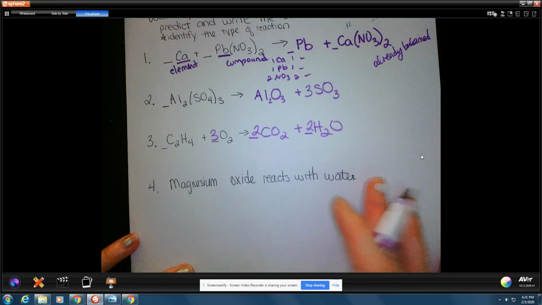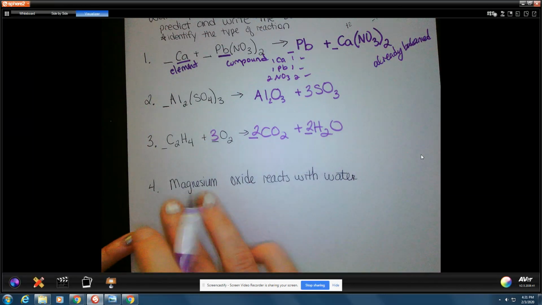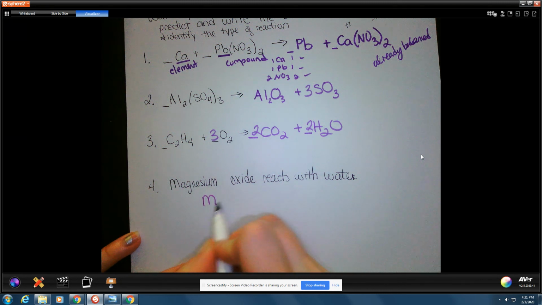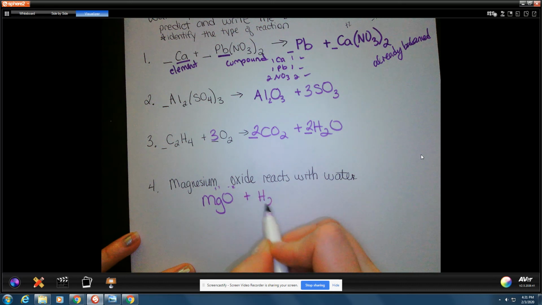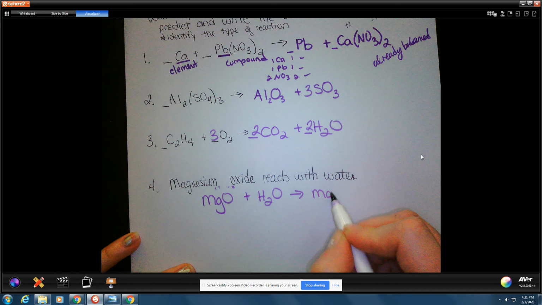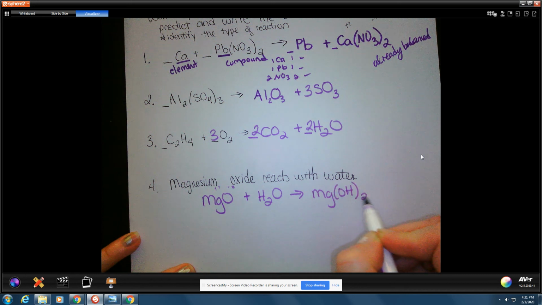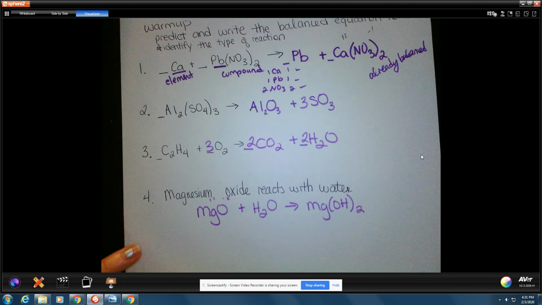Okay, number 4 is a little different because it gives you these compounds, or the words. If it's giving you the compounds, you need to write them out. Magnesium's a +2, oxygen's a -2. It's good like that. Reacts with water. This is a synthesis reaction, and it's actually making magnesium hydroxide. So it looks like that, and it's already balanced. So that's your quick review.